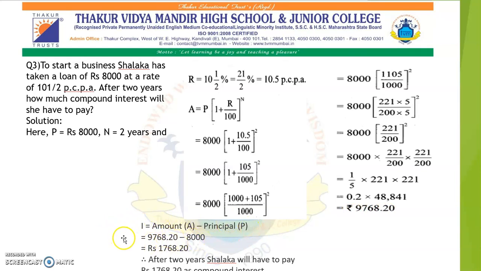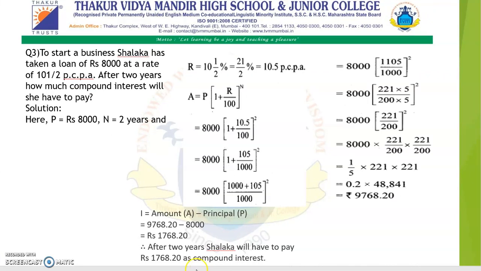Now the compound interest formula, we know, is amount minus principal. So 9,768.20 minus 8,000, we will get 1,768.20. Therefore, after 2 years Shalaka will have to pay rupees 1,768.20 as the compound interest.